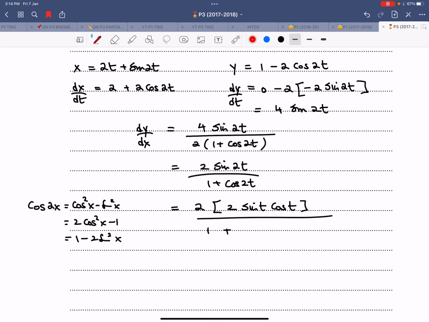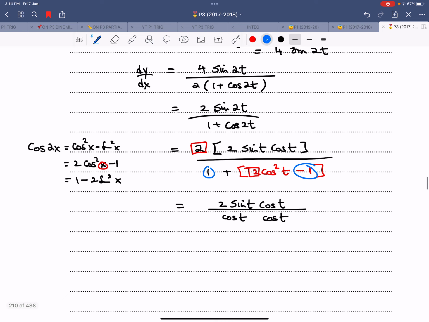x and t are interchangeable. So basically this is the one I'm looking for. This is 2 cos square t minus 1. Now this one on the outside, this negative one on the inside cancels off. And what am I left with? I'm also cancelling off this 2 and this 2. So therefore in the numerator, I have 2 sine t cosine t. In the denominator, I have a cosine t and another cosine t. So this cosine and this cosine cancel off. So we are left with 2 tangent t. So another question successfully done.